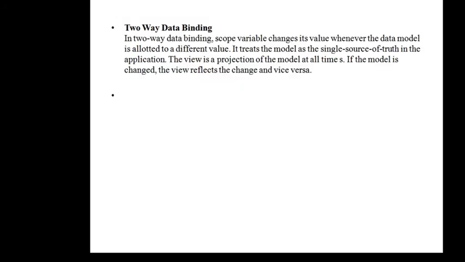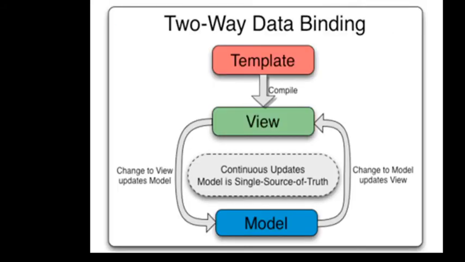Now, two-way data binding. A scope variable changes its value whenever the data model is assigned a different value. It treats the model as a single source of truth in the application. The view is the projection of the model at all times. If the model is changed, the view reflects the changes and vice versa. So in two-way data binding, templates can compile into the views and can get into the models. Continuous updates: the model is a single source of truth. Changes to views update the model. Changes to the model update the views.